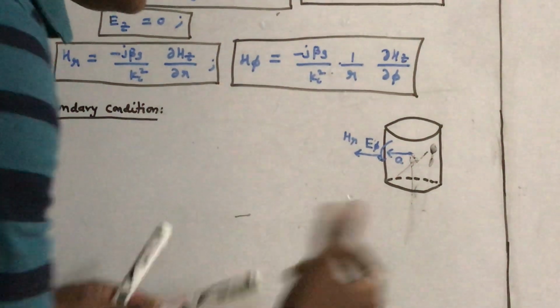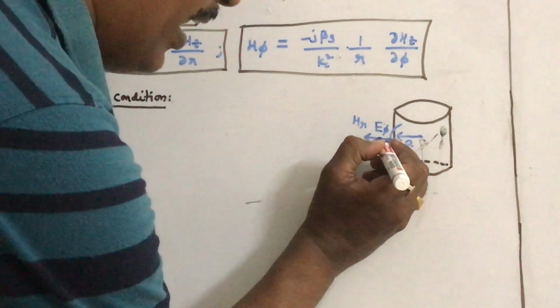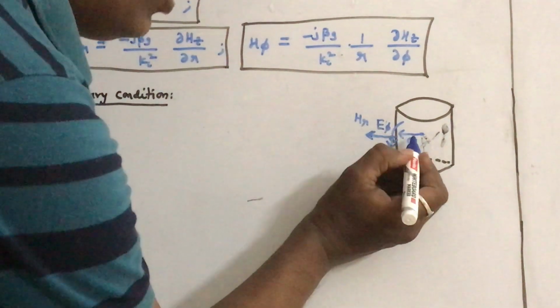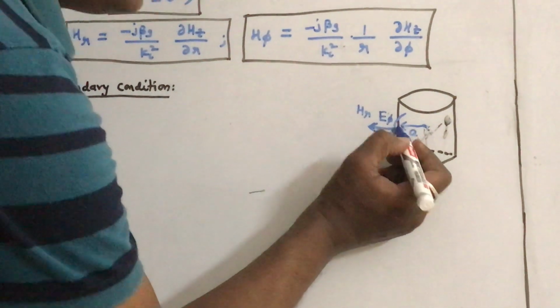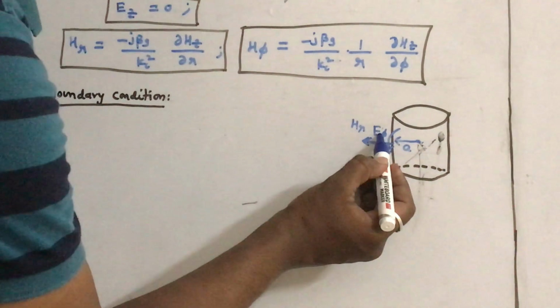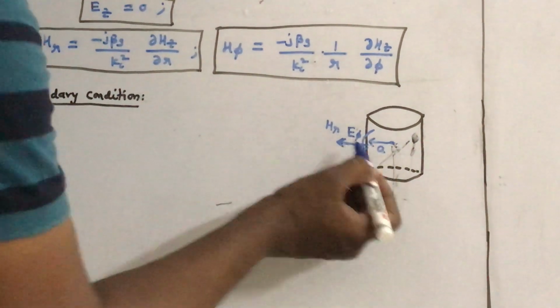So what is the boundary condition? The phi component of electric field and the radial component of magnetic field at R is equal to A. R is equal to A is the boundary. At R is equal to A, the phi component E phi is equal to 0 and the radial component HR is equal to 0. So these are the boundary conditions.